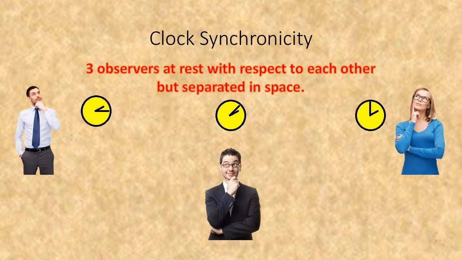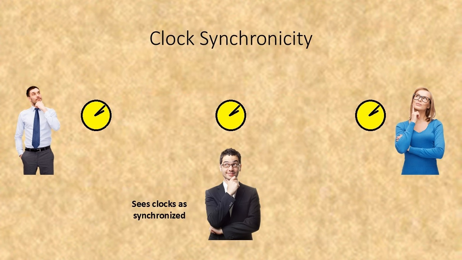Now let's take the case of three observers at rest with respect to each other, but separated in space, each with a clock near them. Then the guy on the left sees them out of sync, with the other two behind his, and the one on the right further behind his than the one in the center. The woman on the right sees the clocks as out of sync, seeing the other two clocks as behind hers, with the one on the left being further behind hers than the one in the center.